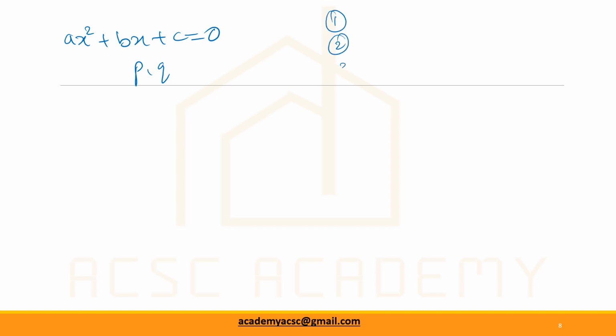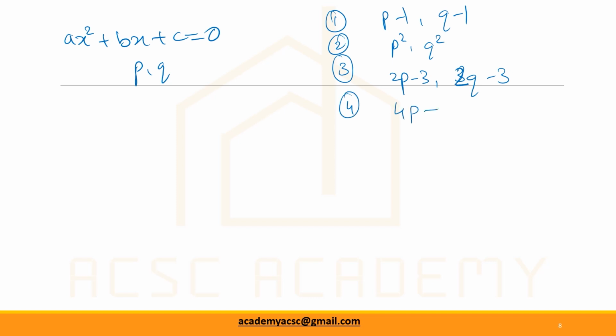First, let us take four examples. First one, whose roots will be p minus 1 and q minus 1. Second, p squared and q squared. Third, 2p minus 3 and 2q minus 3. And then in the fourth one, we will consider 4p minus 7 and 2p minus 2q minus 8. So these are the four problems in which we'll be trying to apply the transformation of roots.